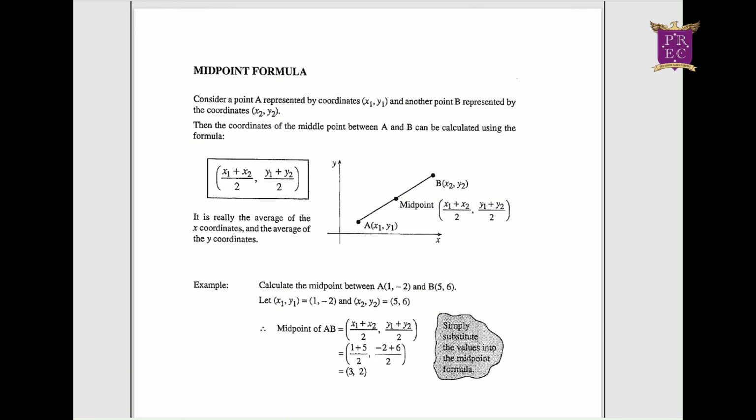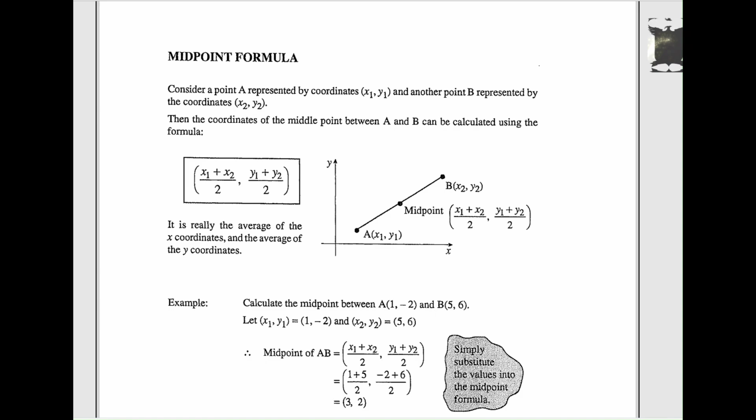So to find the midpoint between 2 points, 2 coordinates, what we do is we add up the coordinates for x1 and x2 and divide it by 2. That's how we find the midpoint of anything. If we have 3 items, we add up all the 3 items and divide it by the number of items, which is 3. And that's what we do for the coordinates as well.